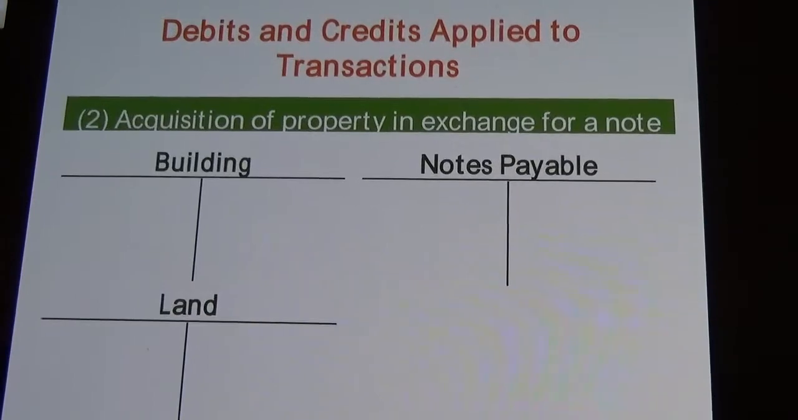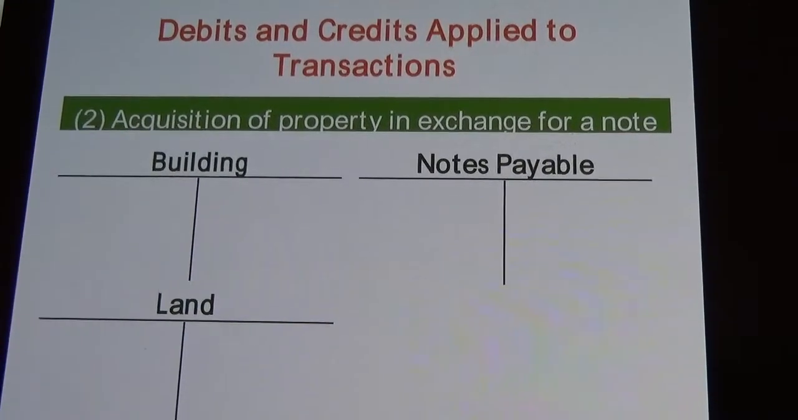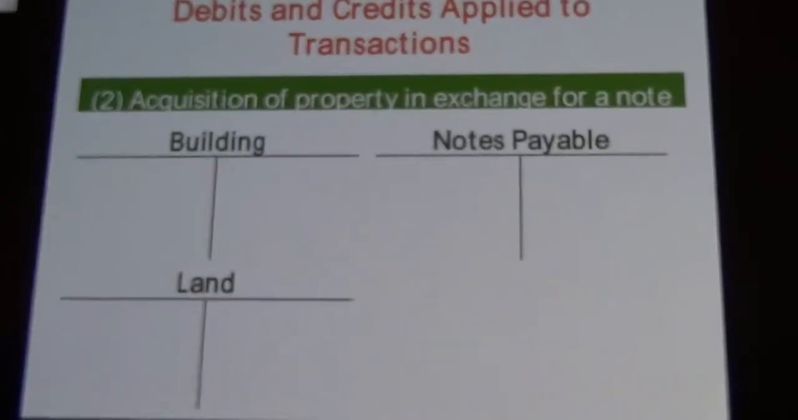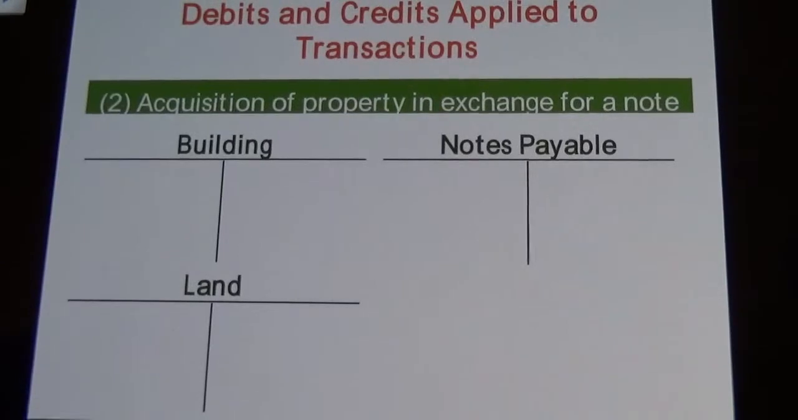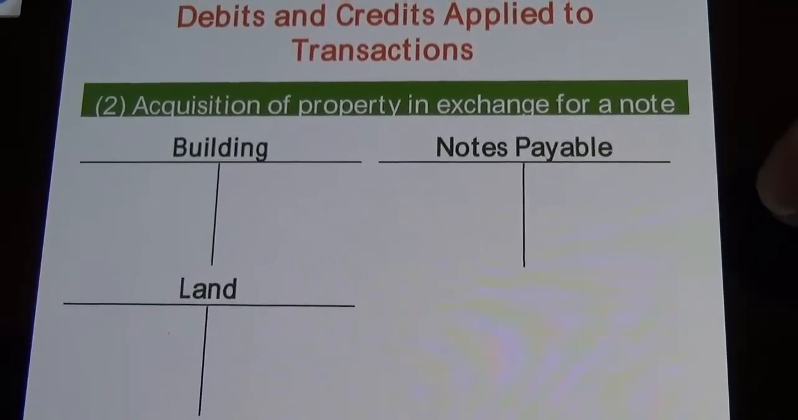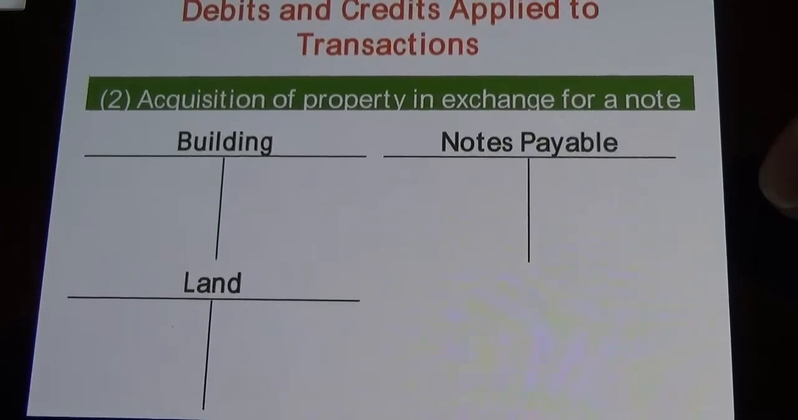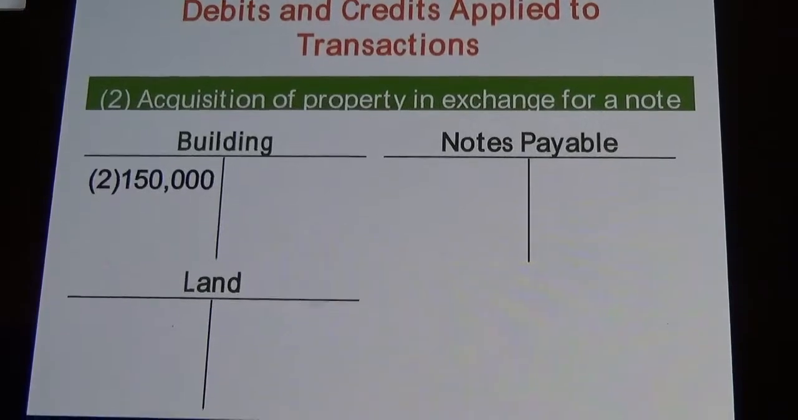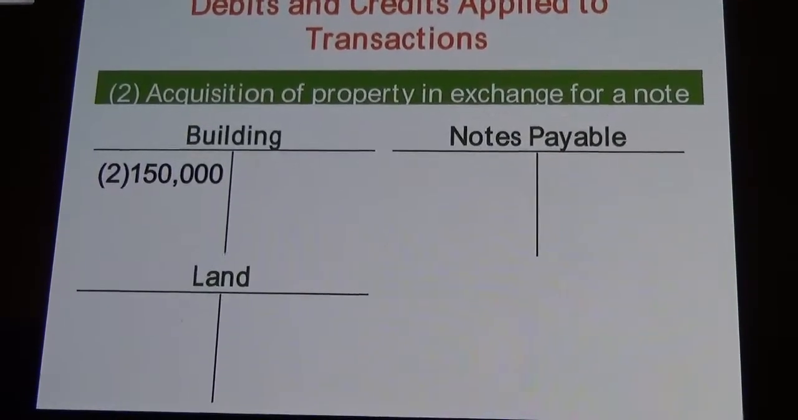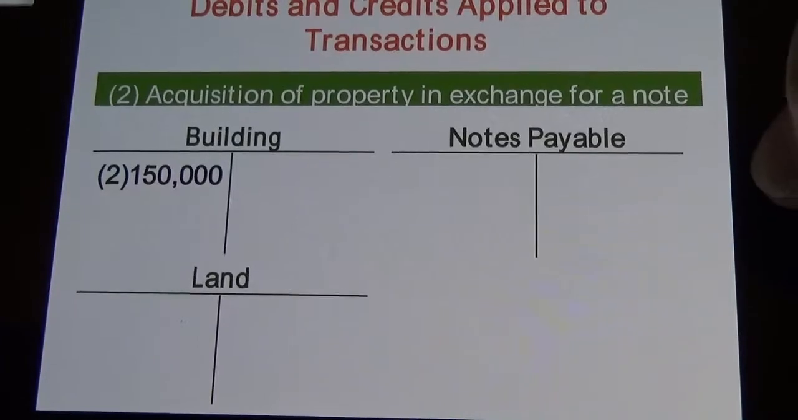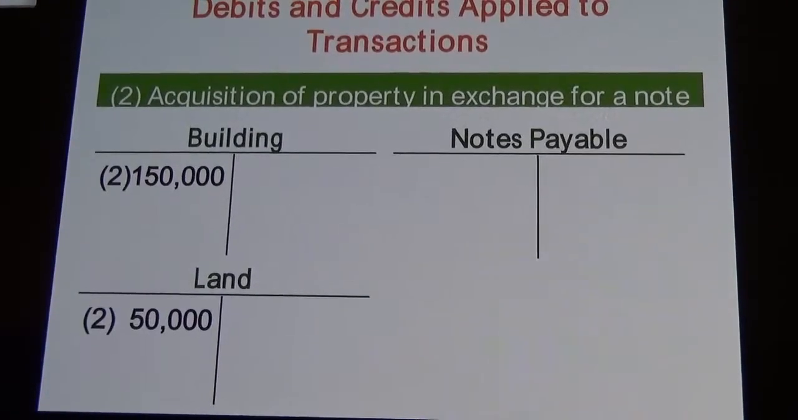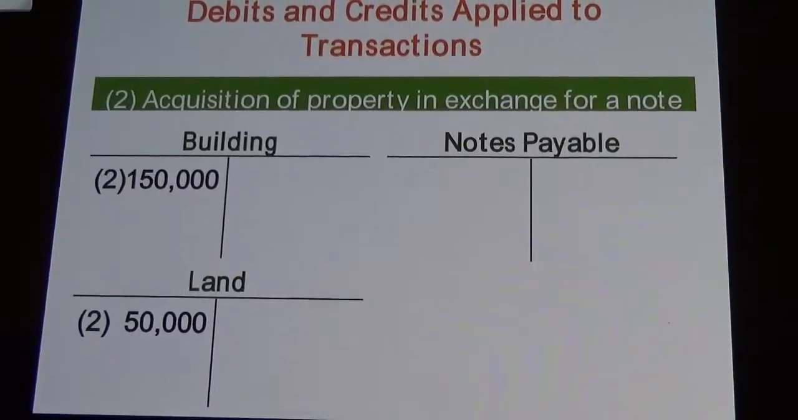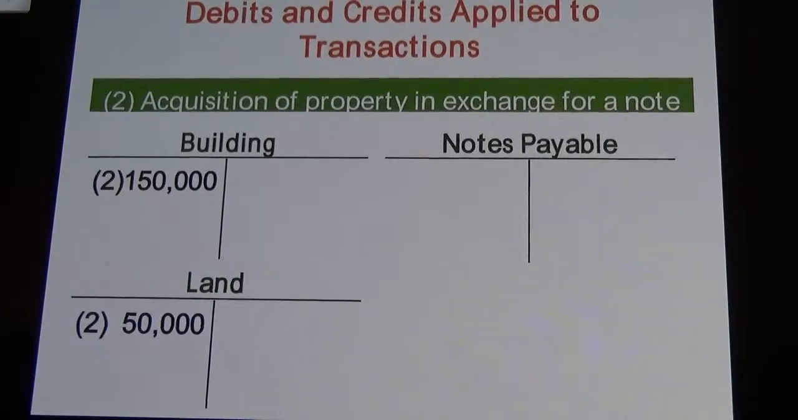Next, we exchange a note payable for property, which was made up of building and land, as you may recall from our earlier example. And so we're going to show the increase in the building account. A building account is an asset, and therefore it has a debit balance and increases with debits. So we're going to debit the building account for the $150,000 value of the building. We're also going to increase the land account for the $50,000 value of the land. Again, land is an asset account, and therefore it has a debit balance and increases with debit entries.